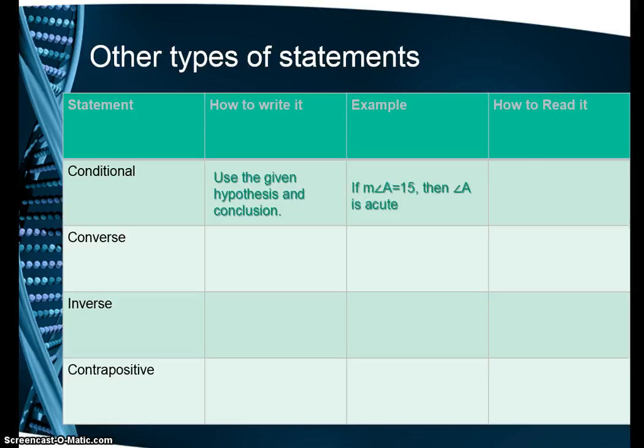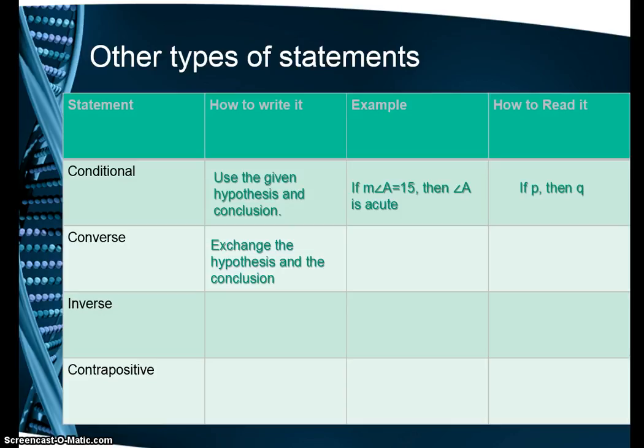Okay, so an example would be if the measure of angle A is equal to 15, then angle A is acute. So in terms of P's and Q's, this would be if P, then Q. So now the converse, inverse, and contrapositive take these statements and manipulate them. The converse, what we're going to do is exchange where the hypothesis and the conclusion are of the conditional statement.